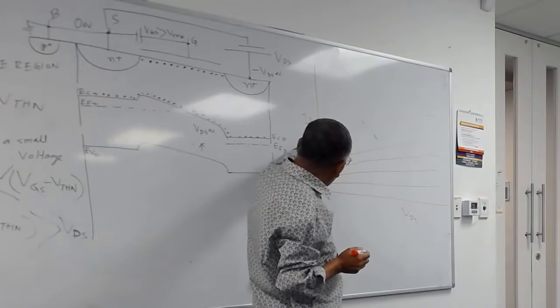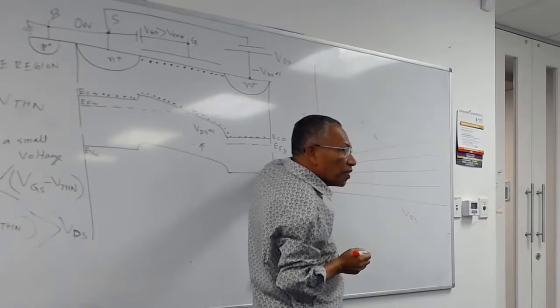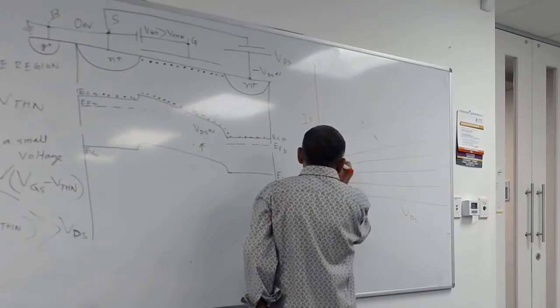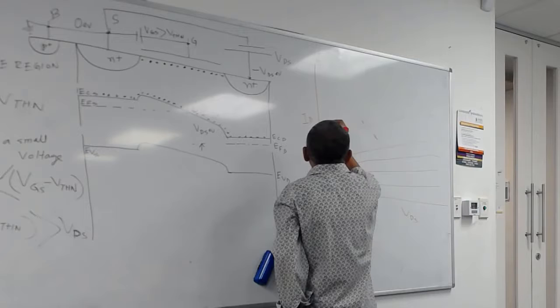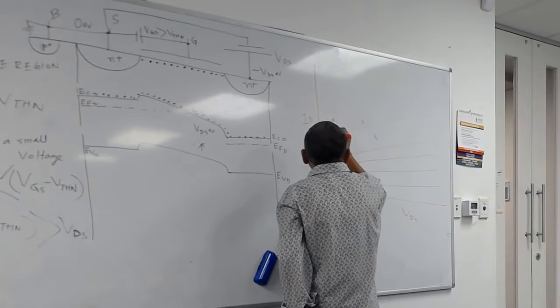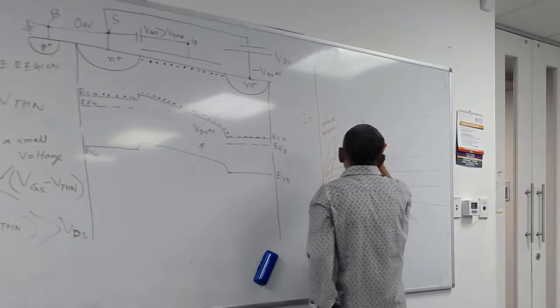You see, this is still triode region. This is still triode region. This is triode region. So as I drew in the lab, you can draw a line like this where this is your triode region, and this is your saturation region.